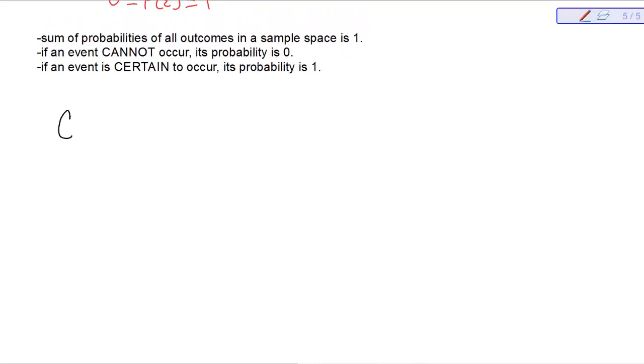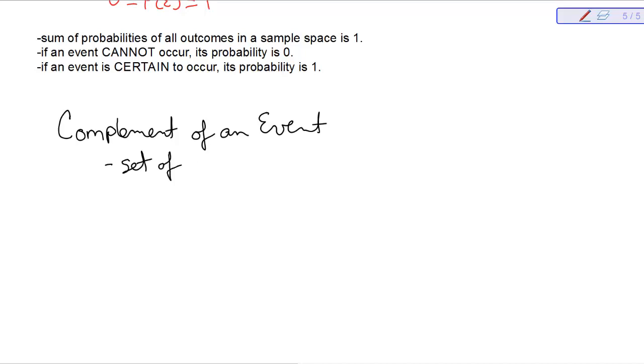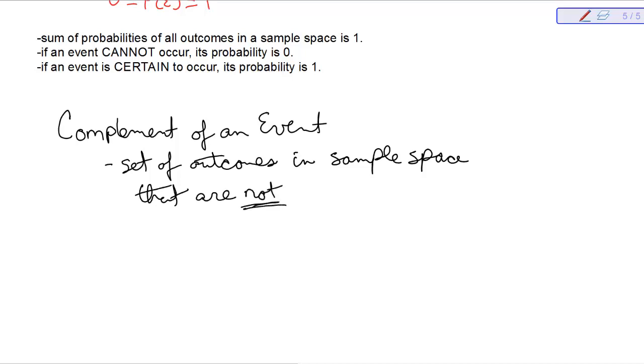When we're talking about probability, we also need to discuss what we consider the complement of an event. This is the outcomes in a sample space not included in whatever event we're looking at. So this is the set of outcomes in the sample space that are not included. Let me underline that, not included.